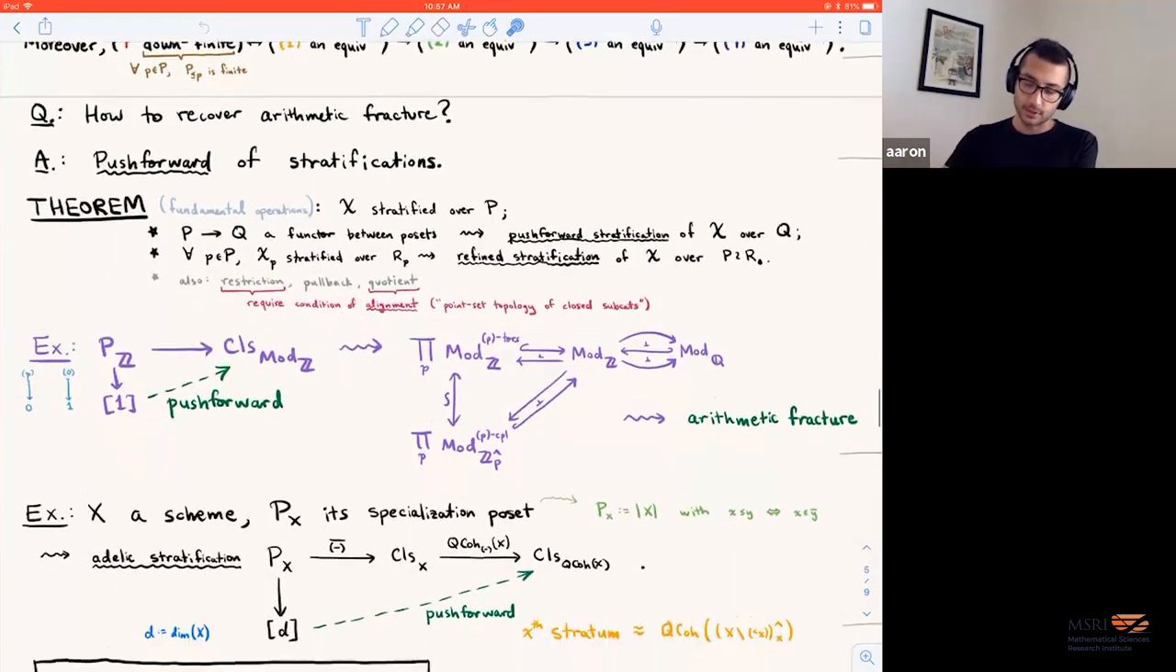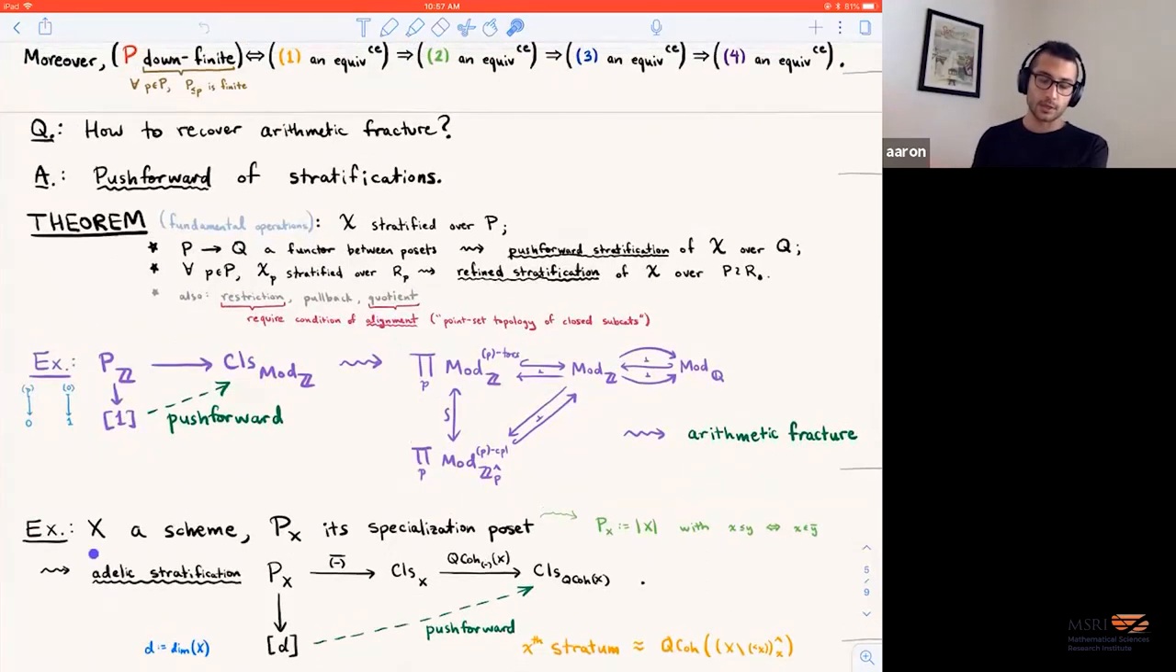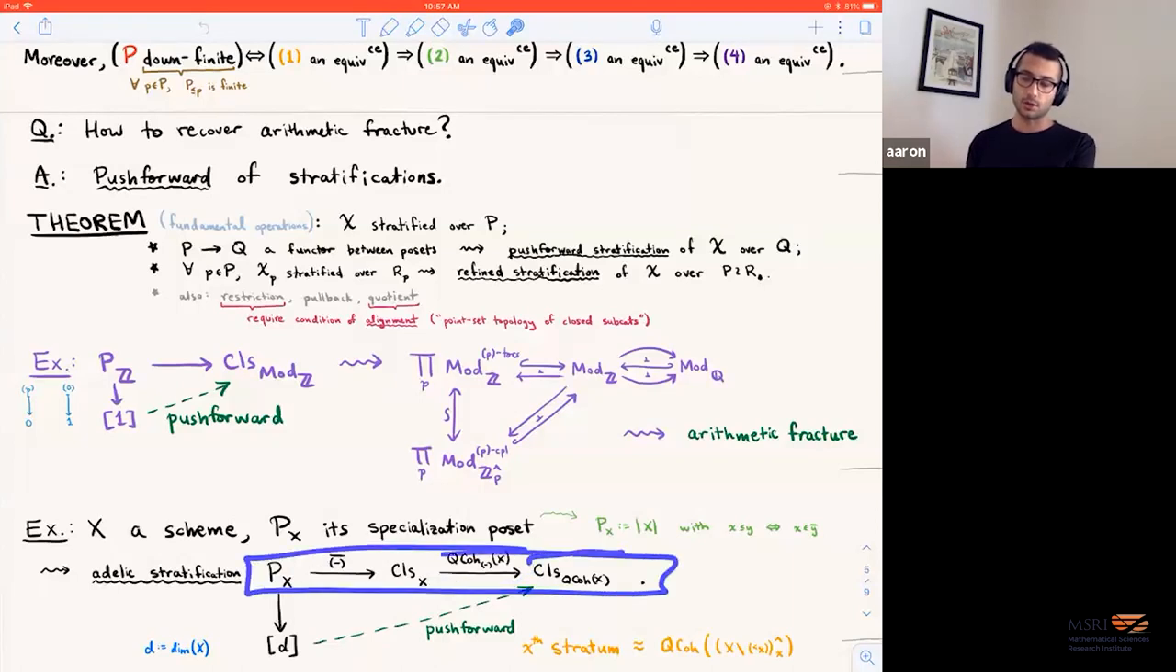So let me generalize this example. Given a scheme, I get a specialization poset. It's just the same underlying set, and then the order relation is determined by specializations. This gives me an adelic stratification. So every point here, I can take its closure, and that's a closed subset. And then I can take a quasi-coherent sheaf supported on that, and I get this composite, a stratification of QCoh.